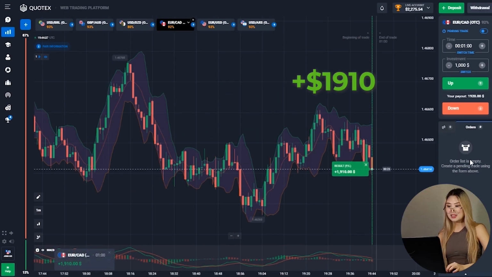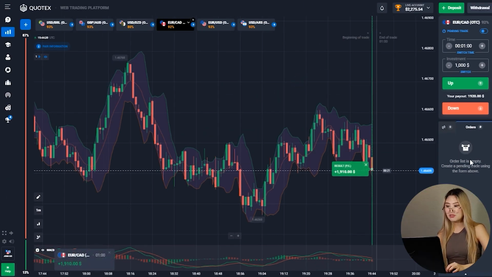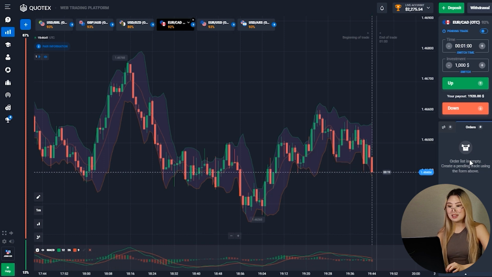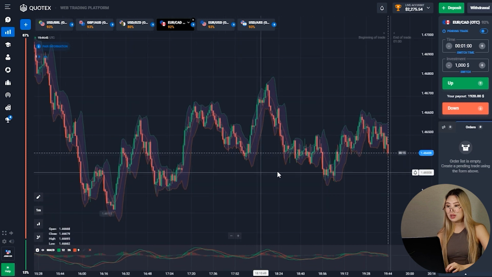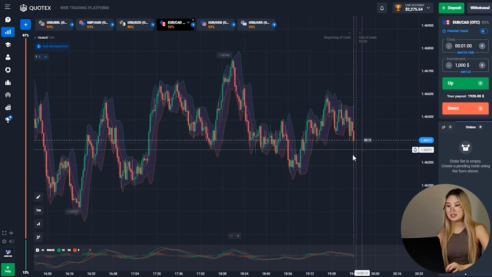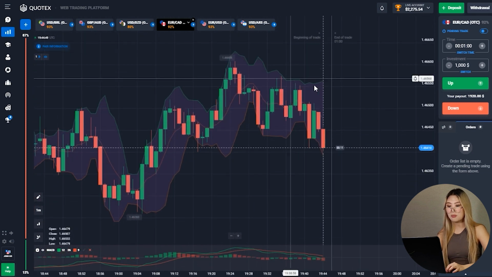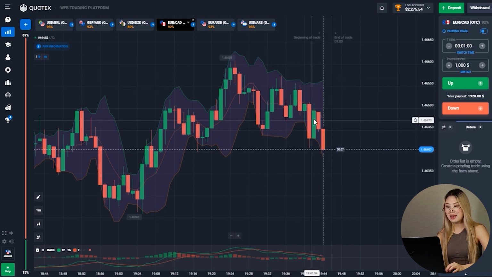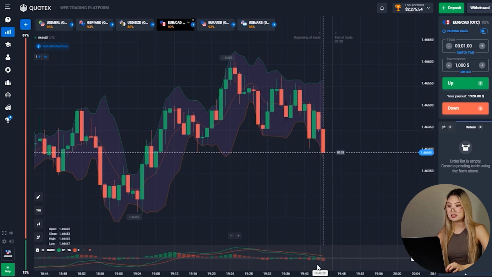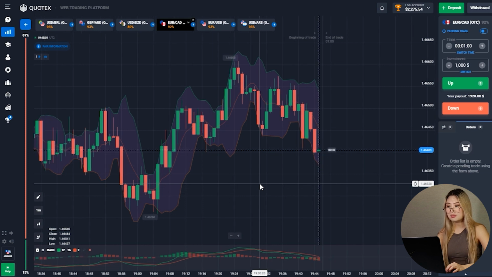Wow guys, as you can see, this was absolutely the right decision. And yes, the price continued its downward movement. We can notice that here price has now pushed off the upper Bollinger Bands line, across the middle line, and is now continuing its decline. We can also notice a red histogram on the MACD indicator. That was our signal to open the trade down.